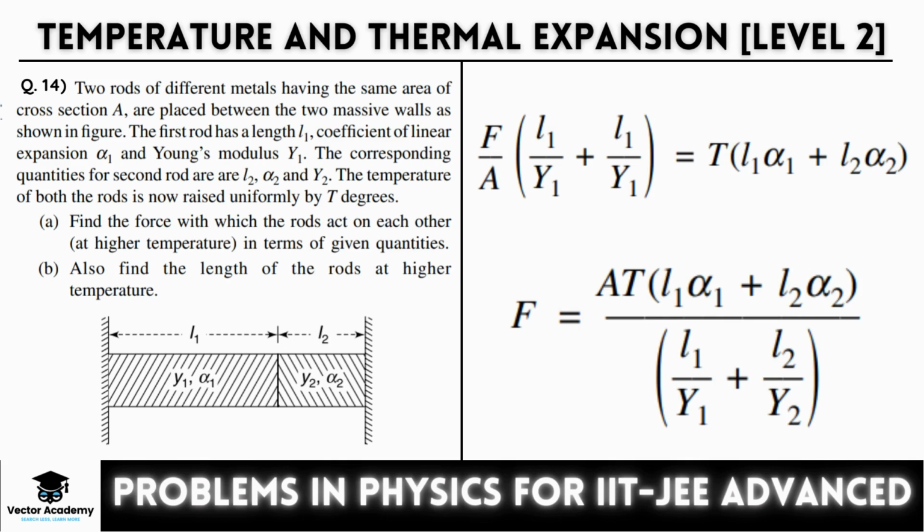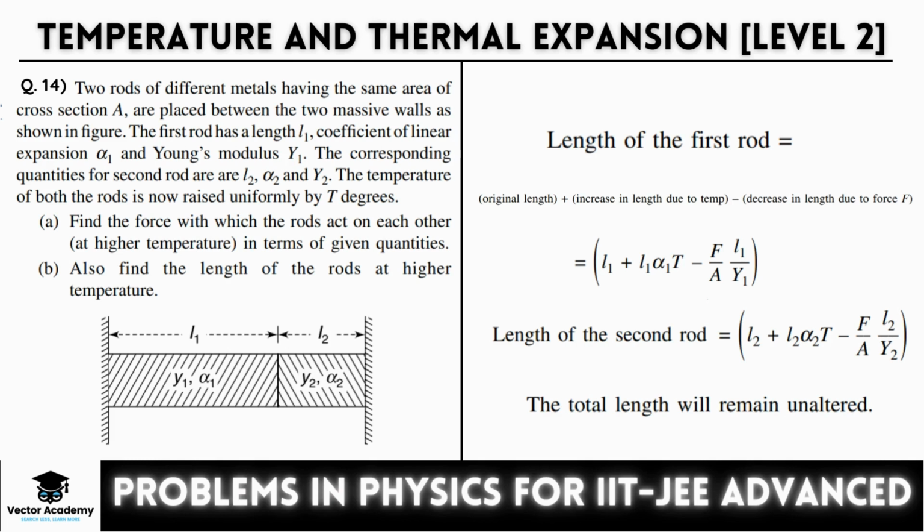As the walls are rigid, total increase in length should be equal to total decrease in length due to F. That is, F upon A into L1 by Y1 plus L2 by Y2 equals T into L1 alpha 1 plus L2 alpha 2. Or F equals AT into L1 alpha 1 plus L2 alpha 2 divided by L1 by Y1 plus L2 by Y2.